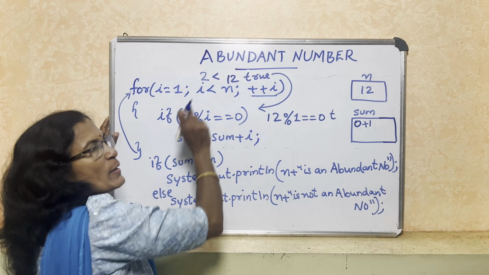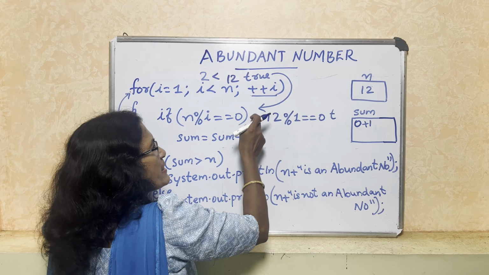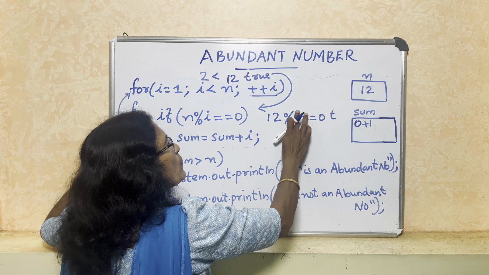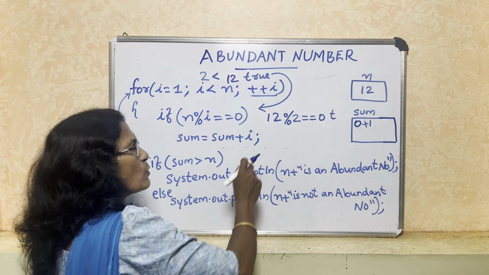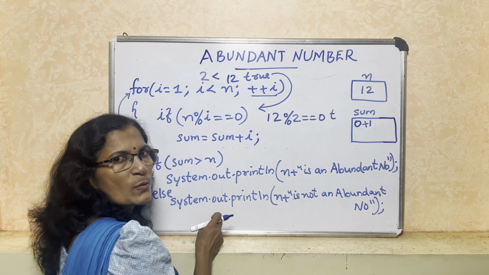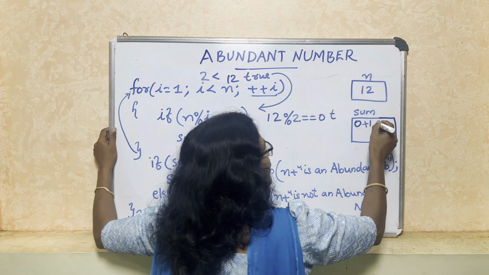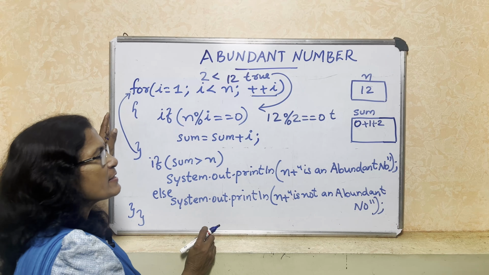2 is less than 12. As the test expression is evaluated to true, control enters into the loop's body. At this point, 12 modulus 2 will be evaluated. 12 is completely divisible by 2, so 12 modulus 2 is equal to 0. 2 is a factor of 12. Sum is equal to sum plus the value of I. So 2 is added to sum. Now the value in sum is 3.